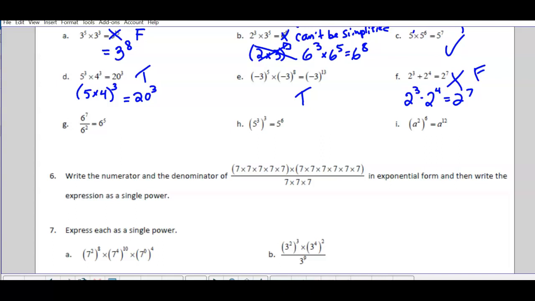Dividing here, thumbs up, thumbs down. One thumb up, two thumbs up, good. Three thumbs up, yep, it is. You're dividing powers of the same base, so subtract the exponents.